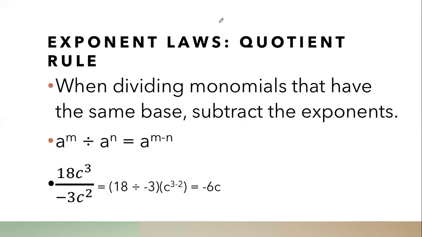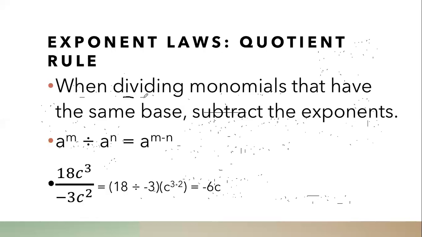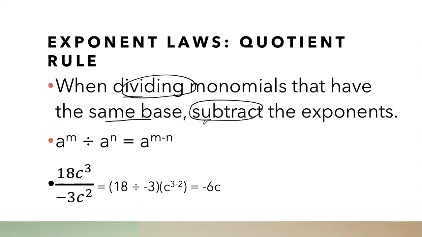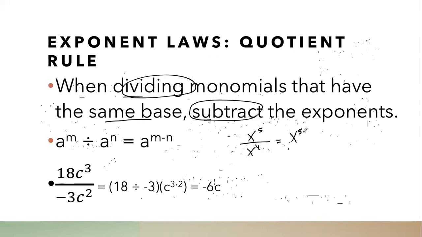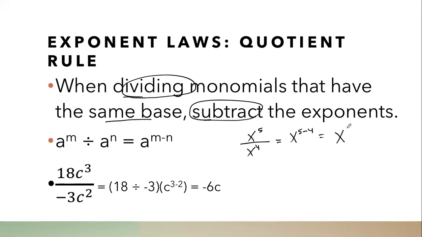When I divide with things that have the same base, I subtract the exponents. So if I had x to the power of 5 over x to the power of 4, 5 minus 4 is 1. So that would be x to the power of 1. So when I divide and they have the same base, I subtract their exponents.